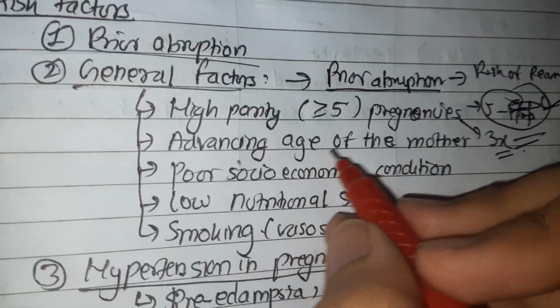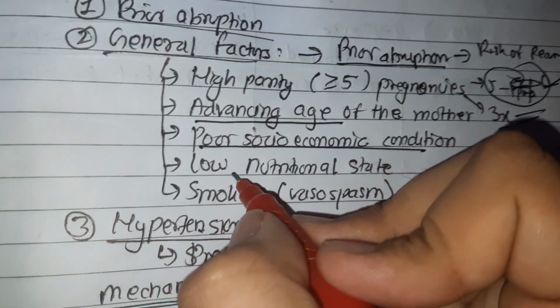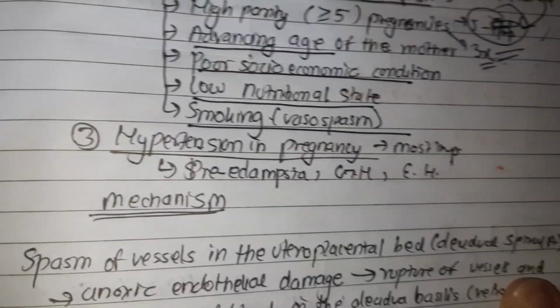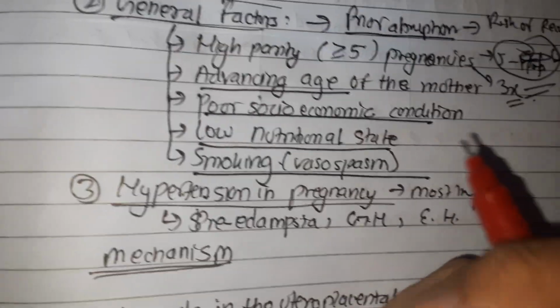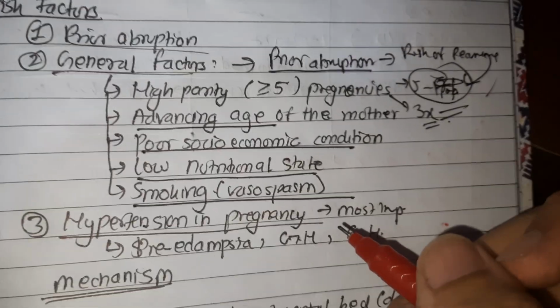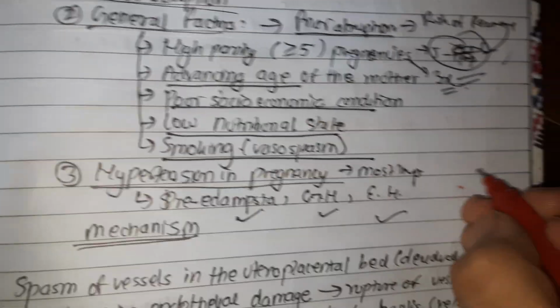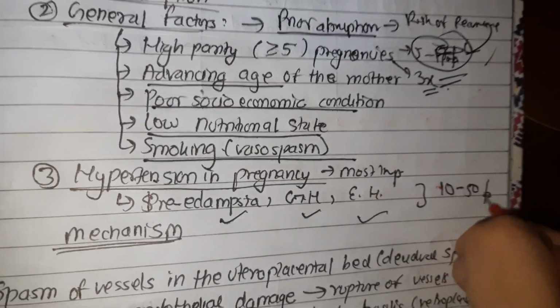And the advancing age of the mother is another important cause, along with poor socio-economic condition, low nutritional state, and then smoking, which causes vasospasm, is another important cause. And hypertension in pregnancy is one of the most important causes of abruptio placenta. Preeclampsia, gestational hypertension, essential hypertension, all are associated with abruptio placenta, in 10 to 50%.